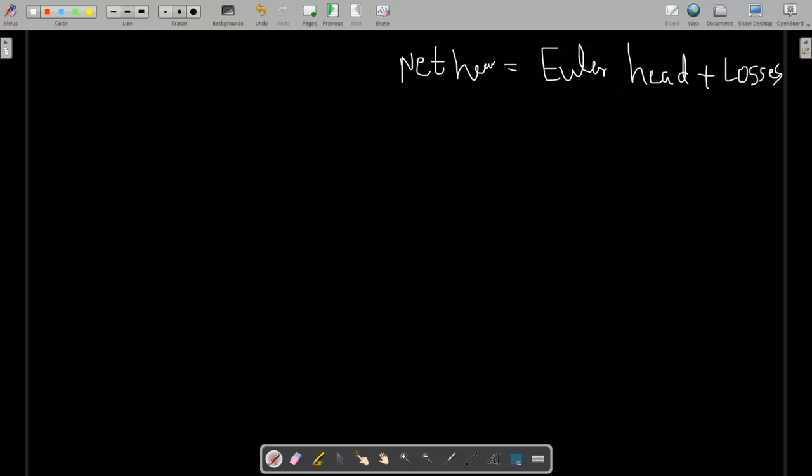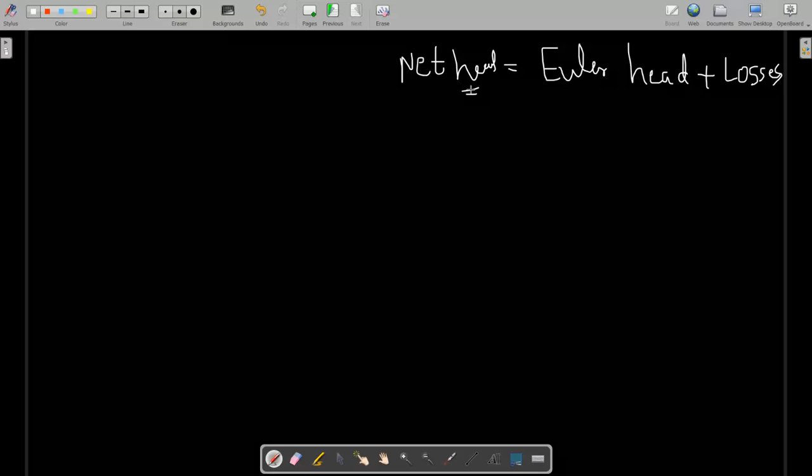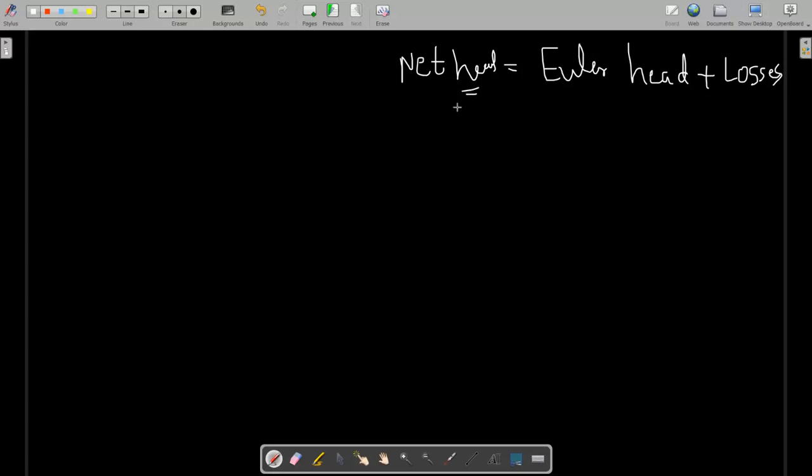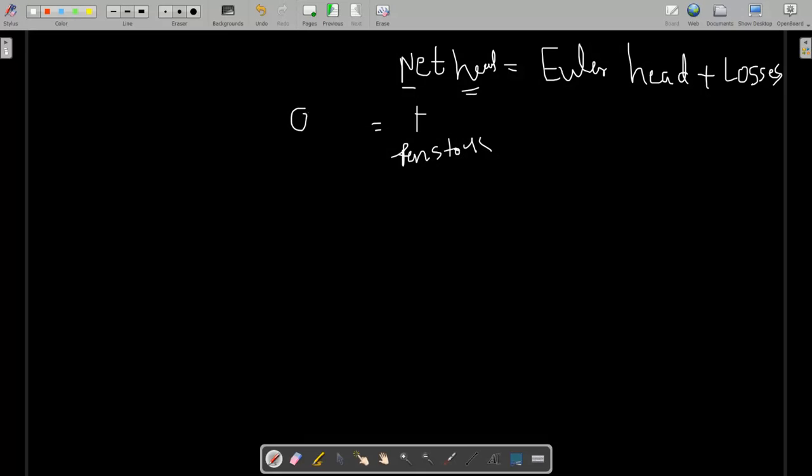Net head means the actual potential energy of water at the inlet of the runner, that has the potential to convert into electricity, but due to some losses the total energy could not get converted. Now if in net head we add the losses in the penstock, then it will become gross head. So this is the head relation.